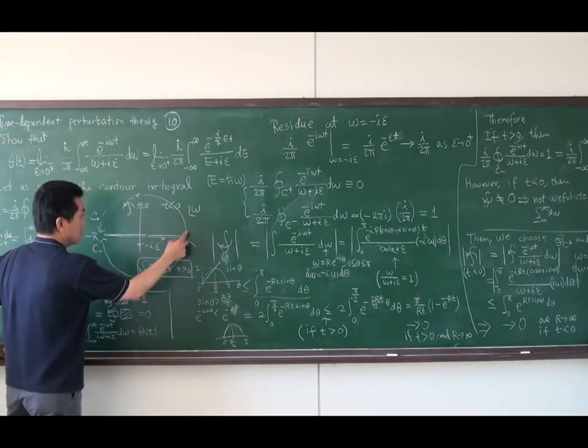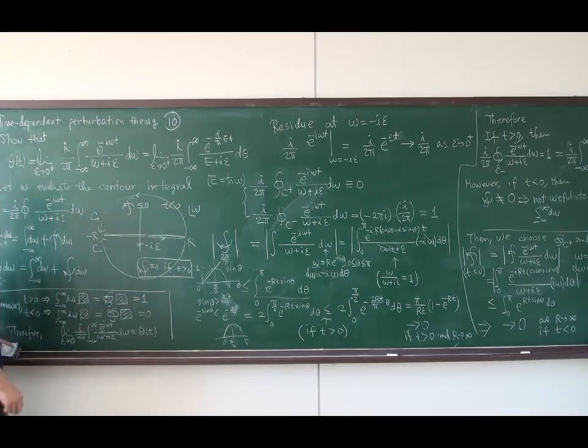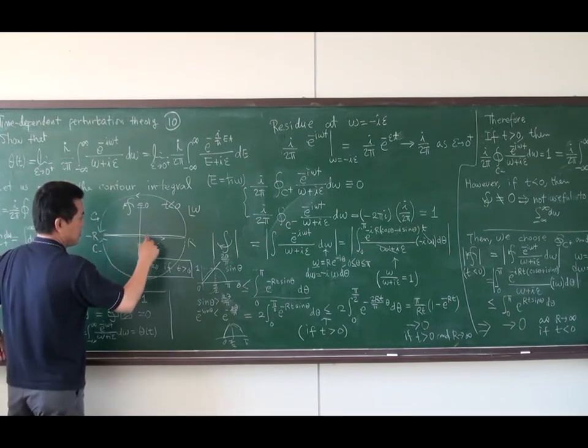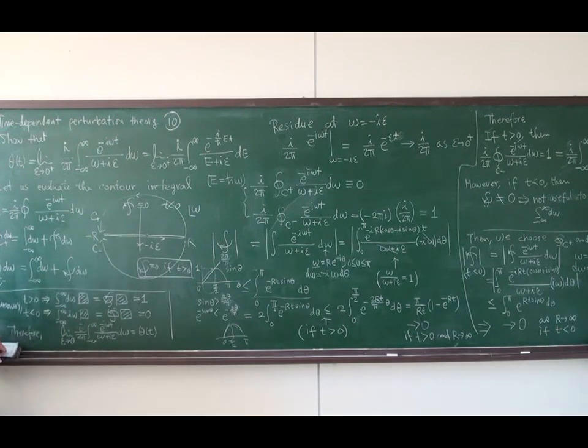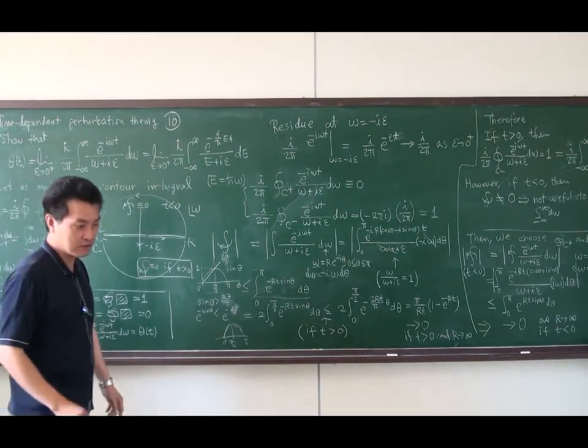the integral along the upper semicircle vanishes, and regardless of the value of t, the closed contour integral on the upper half plane vanishes. Therefore, this integral, i over 2 pi, integration of omega from minus infinity to infinity, exponential minus i omega t divided by omega plus i epsilon, as epsilon goes to 0 plus, is the theta function.